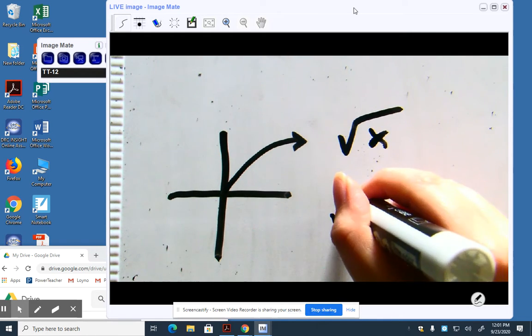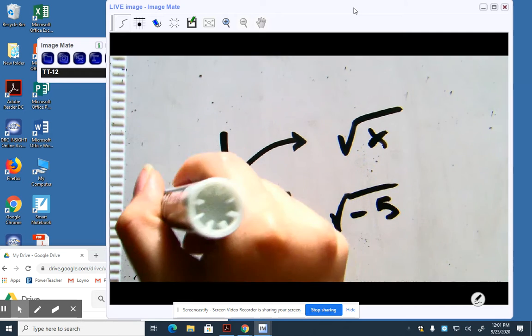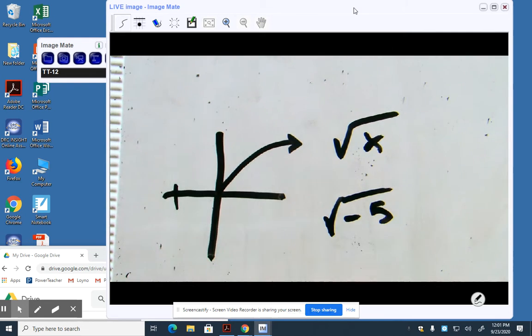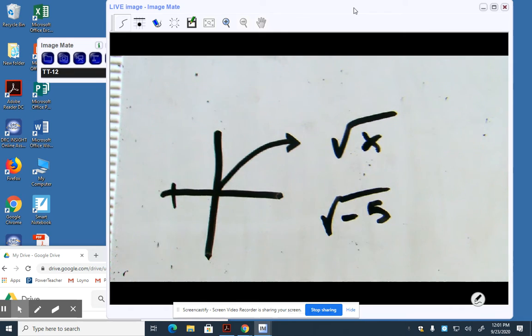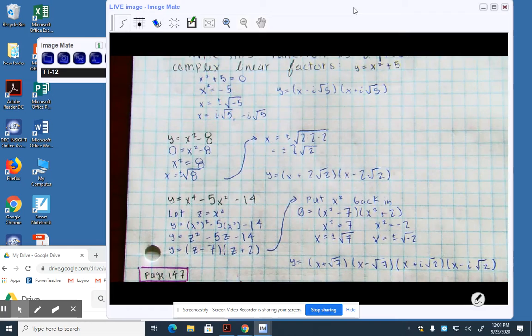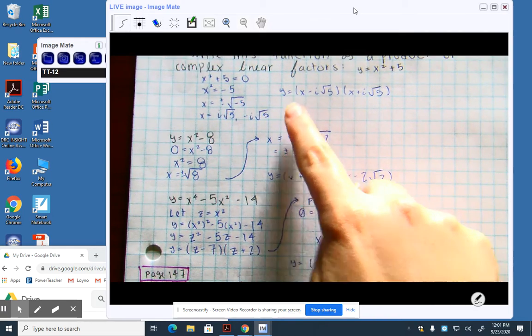Where would square root of negative 5 be? At negative 5. Where's the graph? It does not exist. So it doesn't exist, so it's imaginary. All comes full circle, don't it? Ain't that neat? Okay, so we put it back and we rewrote it in linear factors.